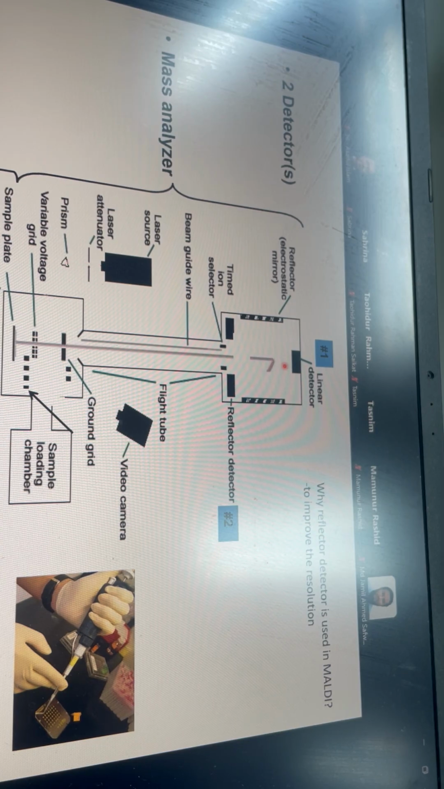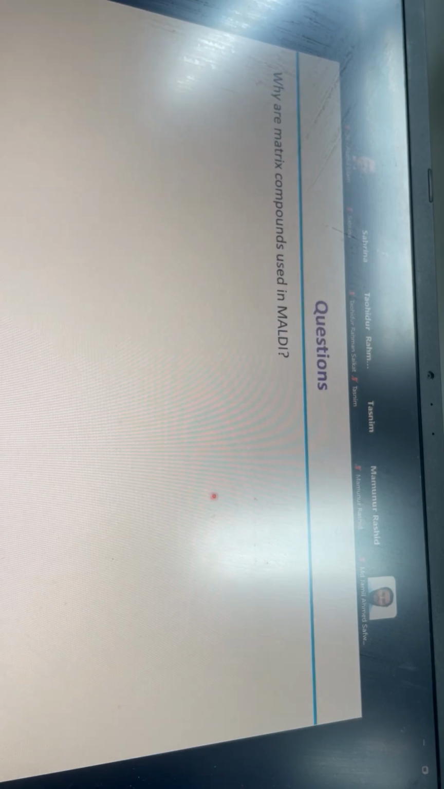It will not give you enough time to separate the ions. So as you cannot separate them well, you will get a low resolution mass spectrum. But if you use a reflector, if you introduce more pathways, more distance, then you can separate them well, and you can improve the resolution. So this reflector detector actually improves the resolution.